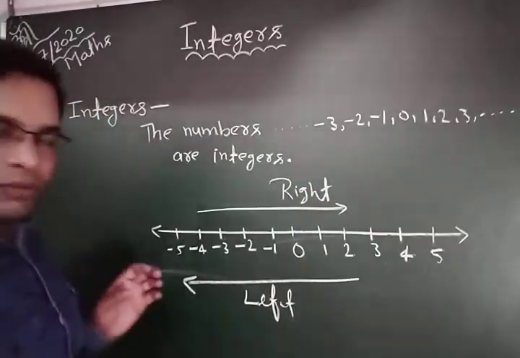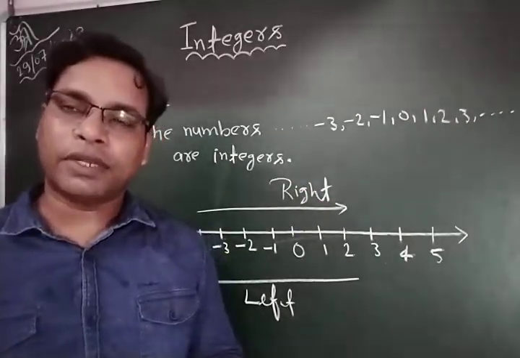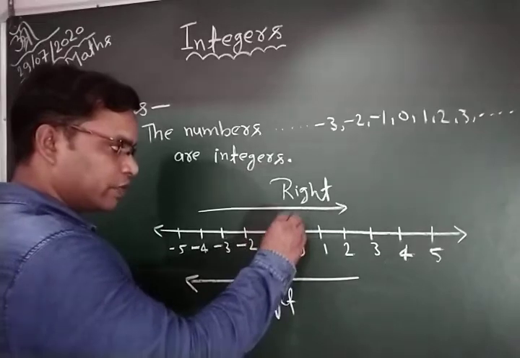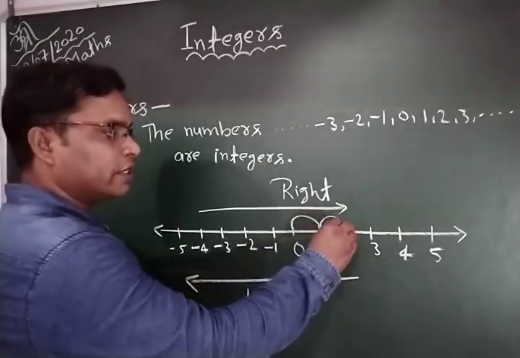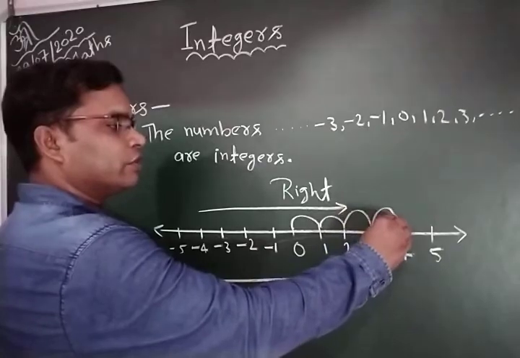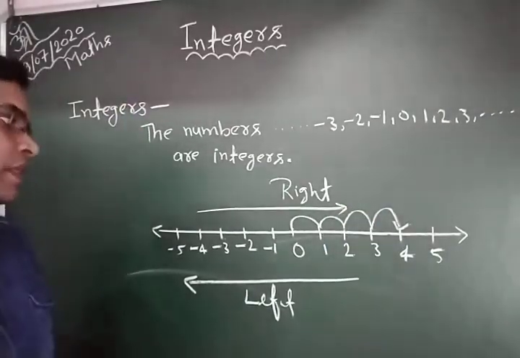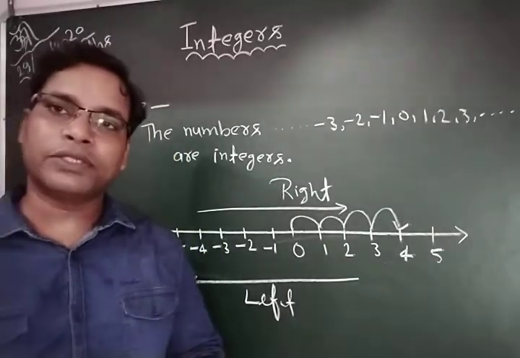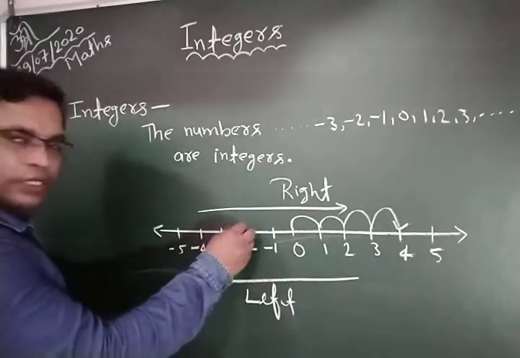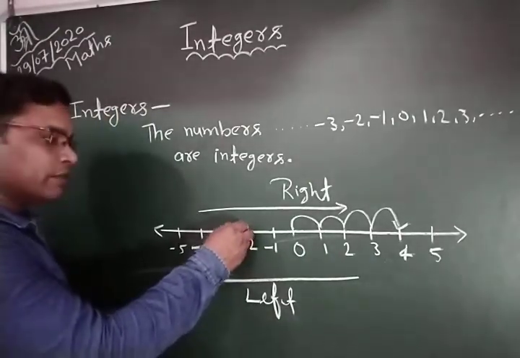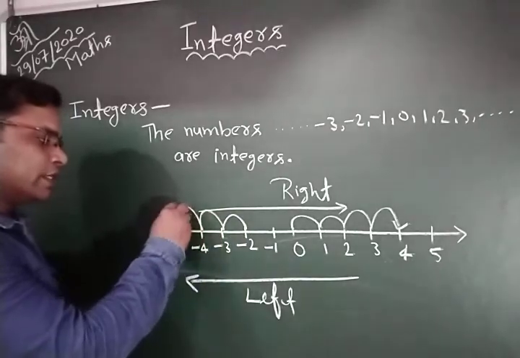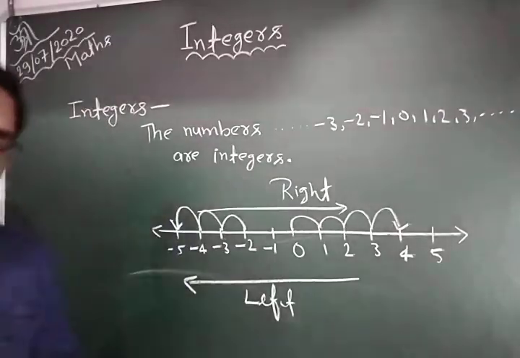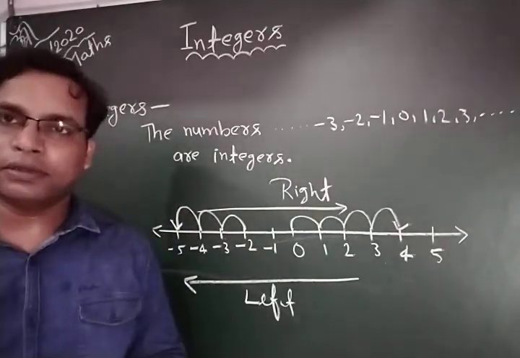If you move 4 units right from 0, where do you reach? From 0, 1 unit right, 2 units, 3 units and 4 units, so you reach 4. Suppose you move 3 units left from -2. Here this is -2; 3 units left: 1 unit, 2 units, 3 units. After moving 3 units left, you reach -5.